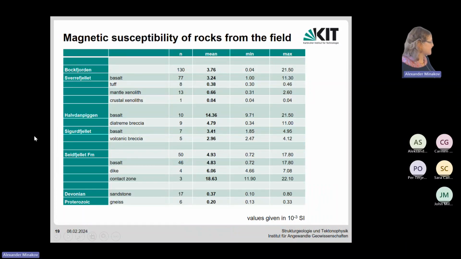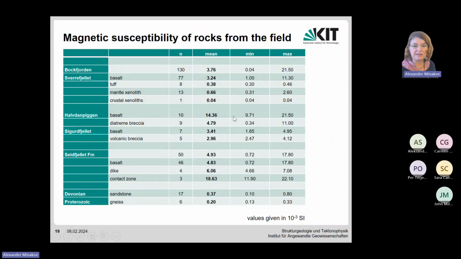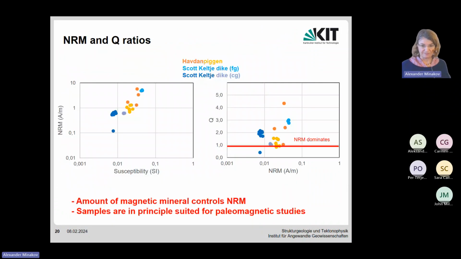So this is magnetic susceptibility of rocks from the field. And what you can see here is they all look similar, except the ones from Halfdan-Piggen. It's higher compared to Sverrefjellet, for example. And there's also a high magnetic susceptibility in the contact zone of the dike. So in the field we didn't know: is this just a fine-grained part of the dike, is it a glassy rim or something, or is it some hornfels from the sediment?